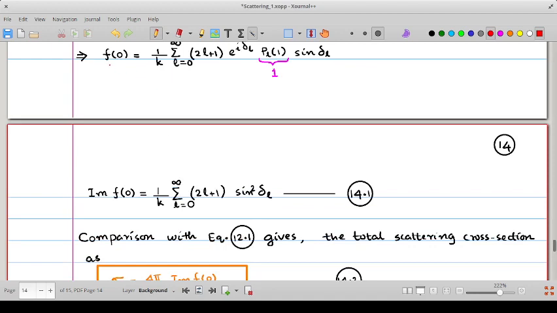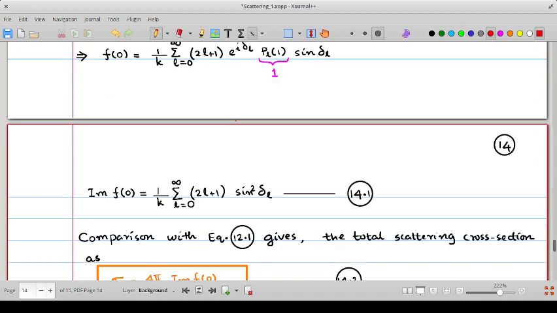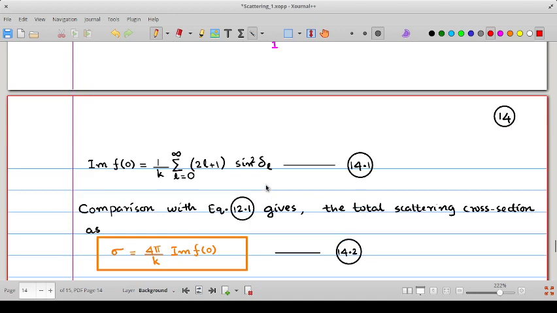Now, if we take the imaginary part of f of 0, we see that k is real, 2L plus 1 is real, sine delta L is real, and only the exponential e to the power i delta L is complex. So we just need to take the imaginary part of e to the power i delta L, which is simply sine delta L. And then the imaginary part of f of 0 becomes 1 by k times the sum over L of 2L plus 1 sine square delta L.